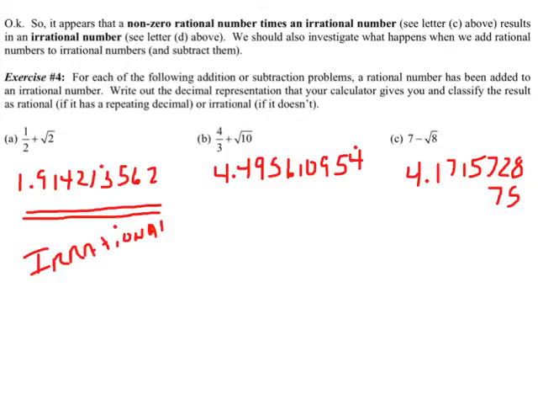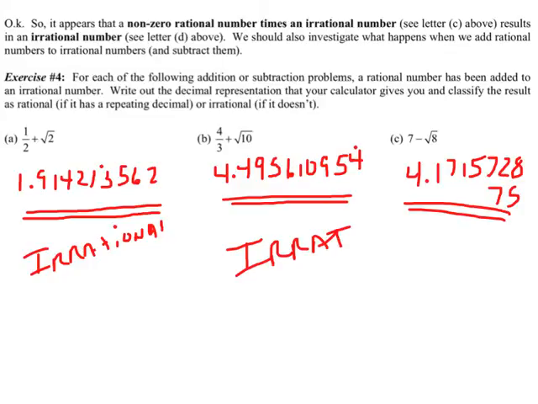All right. So if you paused and did the other ones here, you should notice, here we go again. This one turns out 4.95, blah, blah, blah, going on and on forever without repeating. And this one goes 4.17, blah, blah, blah, without repeating. And in each case, we were taking what is a rational number, like 1/2, 4/3, 7, those are all rational, and we are adding or subtracting to it a square root that's not a perfect square, not a perfect square, not a perfect square. So those are irrational numbers. Out of all this, they want you to notice that they all turn out to be irrational.